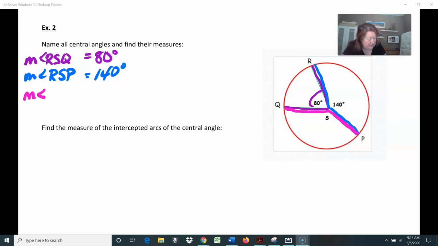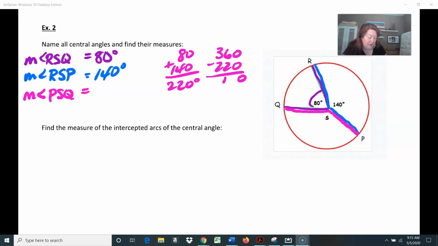So we know the measure of angle P to S to Q has to be whatever is left over to make up 360. So let's do a little bit of math. If I add up 80 plus 140 together, I'm going to get 220 degrees. And we know that this angle has to be the remaining amount. So if I do 360 minus 220, I'm going to get 140 degrees as well for that one. Cool, that seems to work pretty well. All right, so we've got those angles.